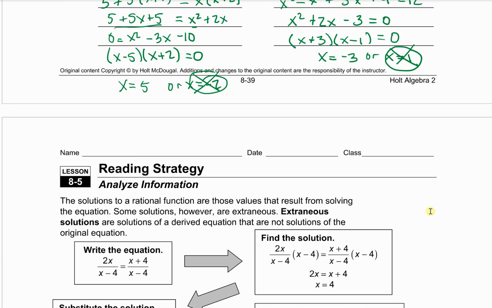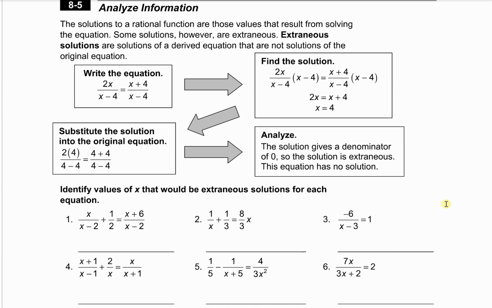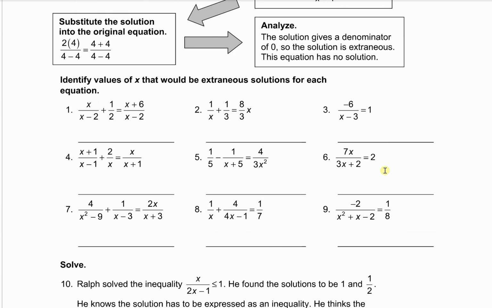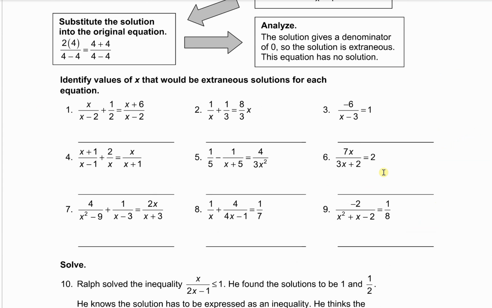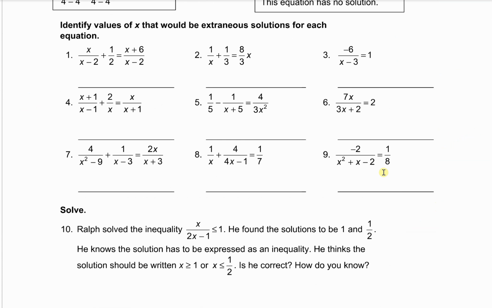I did include an extra page here for you guys to kind of help you out figuring out least common denominators and how to figure out these extraneous solutions. Look that over. Look over the examples in the textbook. They're also very good. And also in the textbook, you're going to see they talk about what happens with inequalities.